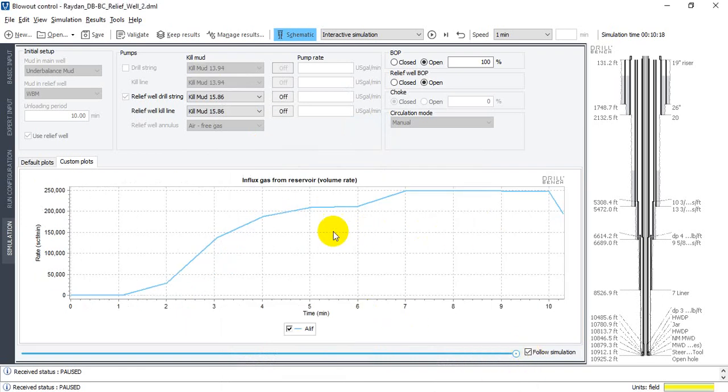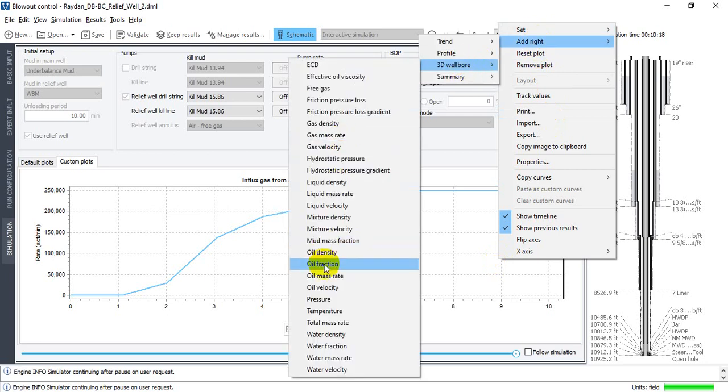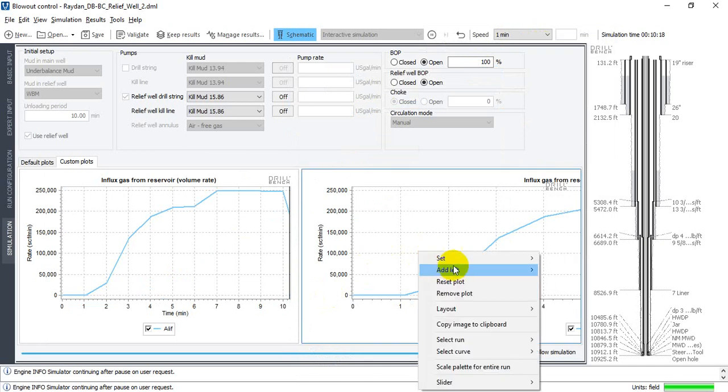And we can see here the influx gas from the reservoir. We can follow the simulation and add the 3D, for example, pressure inside the well. Why not?